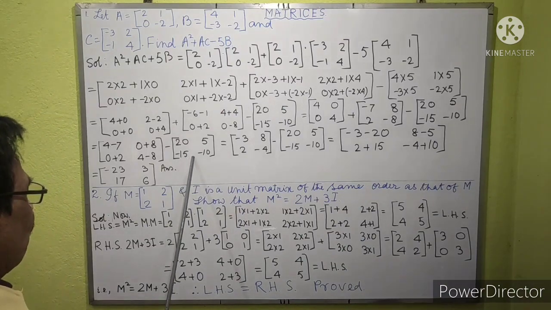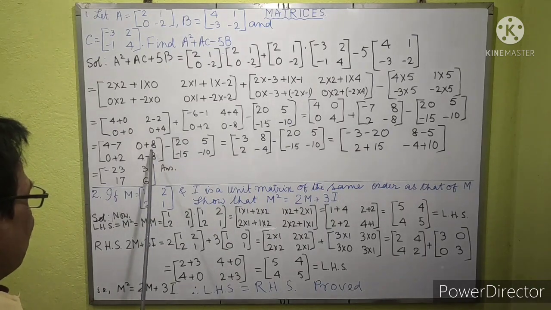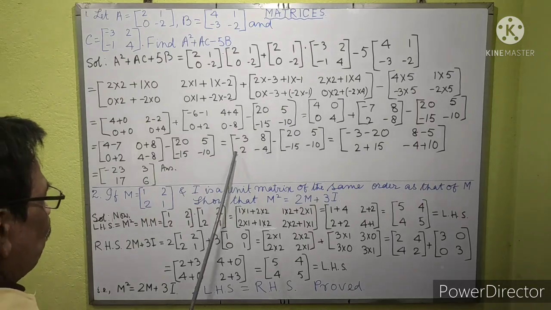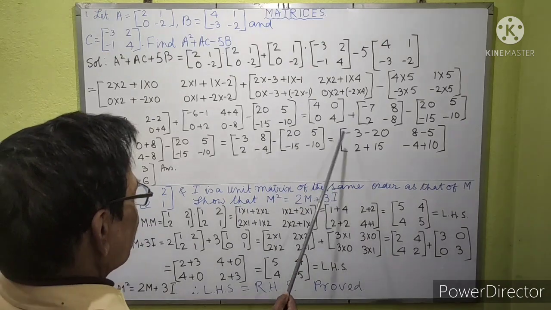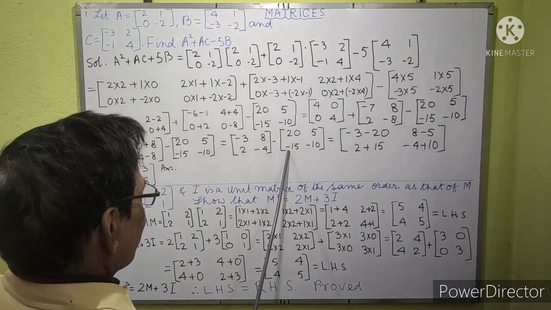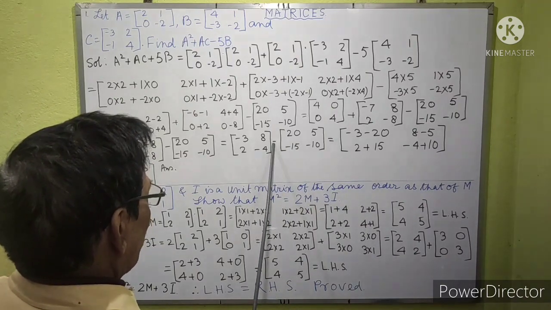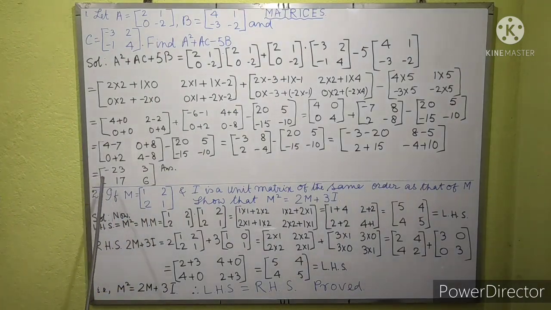Now adding and subtracting, we will get minus 3 and 8, 2 and minus 4, minus this one, and here it is minus 3, minus 20, 8 minus 5, and 2 minus of minus 15, that is plus 15, and minus 4 minus of minus 10, that is plus 10. The answer is minus 3 minus 20, it is minus 23, and 8 minus 5, 3, 2 plus 15, 17, and minus 4 plus 10 equal to 6. This is the answer for the first question.